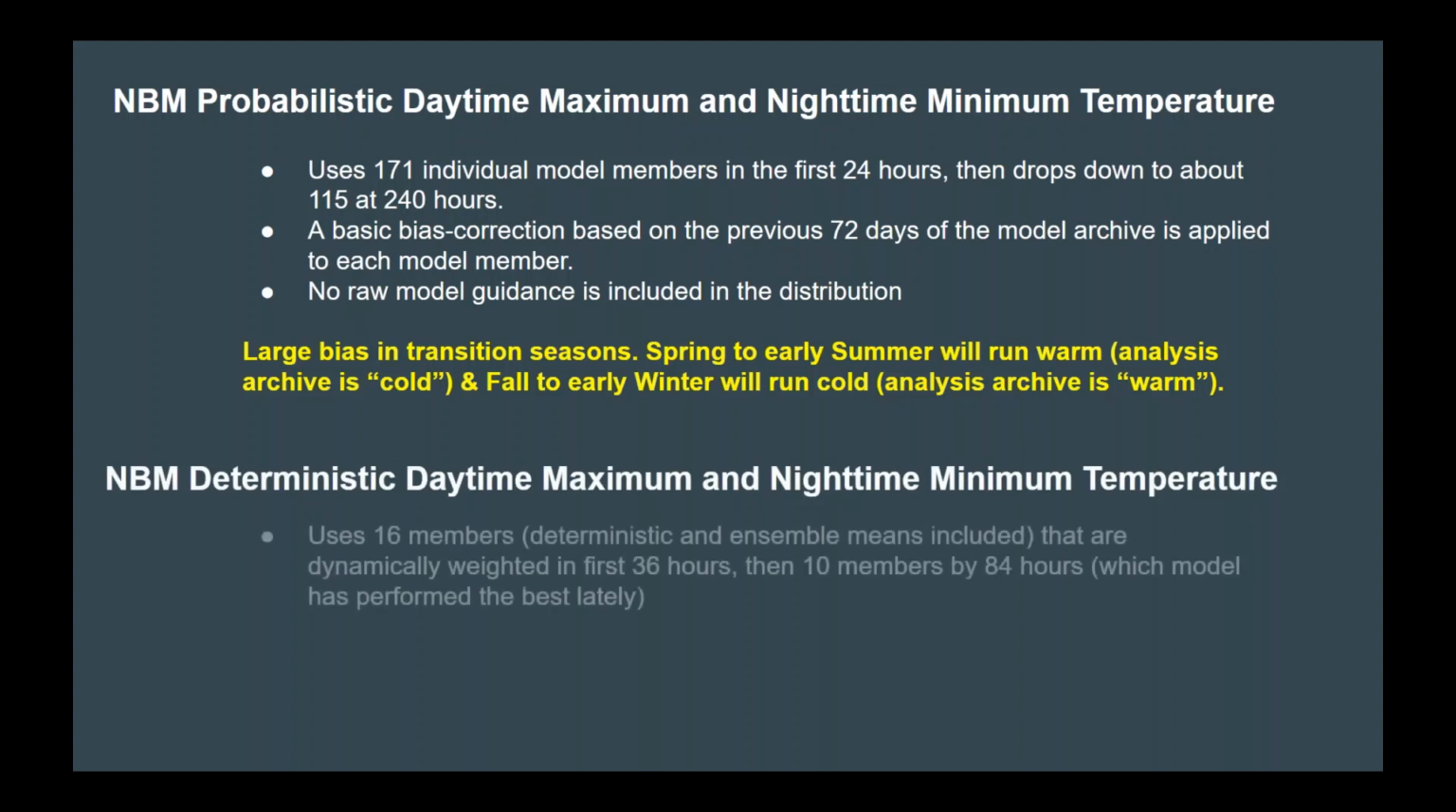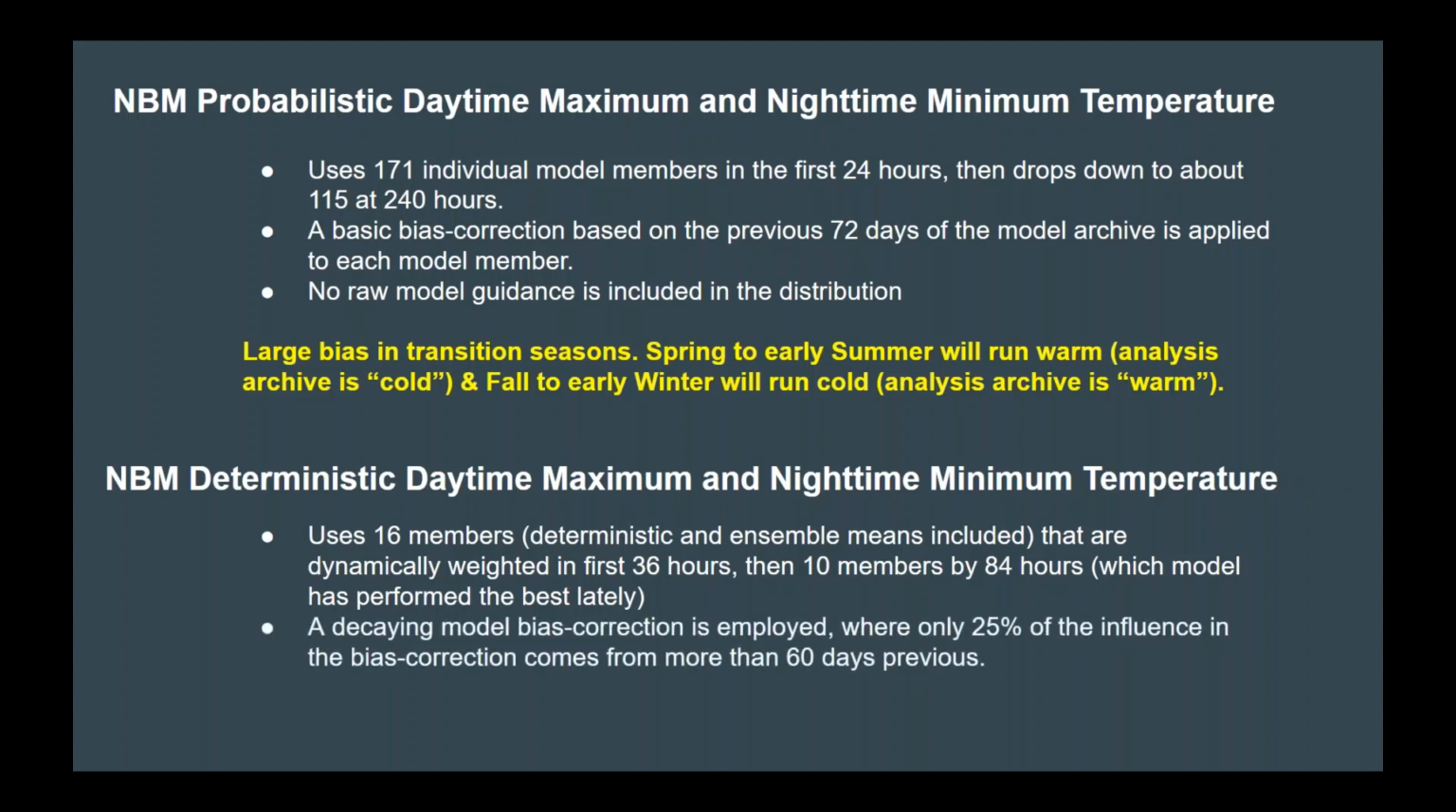The deterministic temperature data uses not nearly as many members. 16 members, deterministic and ensemble means, that are dynamically weighted. So there's kind of this idea of some expert weighting for the first 36 hours, and then 10 members for beyond 84. And here again, a DKM model bias correction is employed. So you put more emphasis on the first couple weeks, and then drop it significantly by the time you get to 60 days.